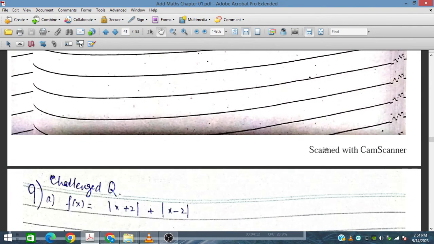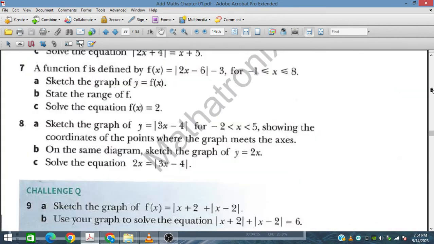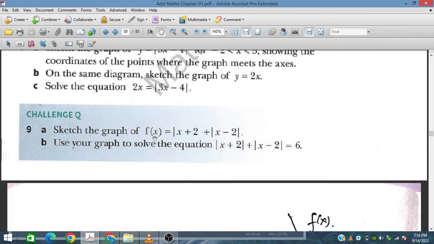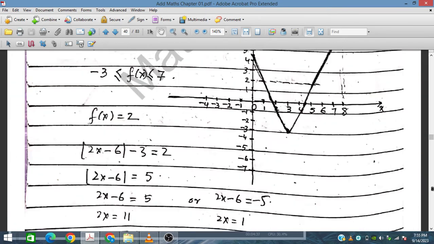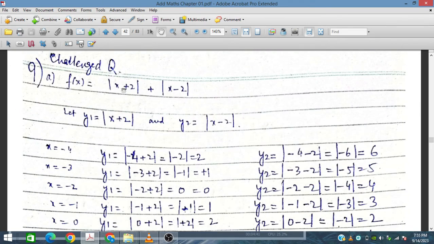Now question number 9, one of the challenging questions. Question 9. Sketch the graph f(x) is equal to modulus of x plus 2. This is a printing mistake, so plus modulus of x minus 2. And using this graph we have to find the solution of modulus x plus 2 plus modulus x minus 2 is equal to 6. So let's draw this graph. This is a very important question. We have f(x) equal to modulus of x plus 2 plus modulus of x minus 2.